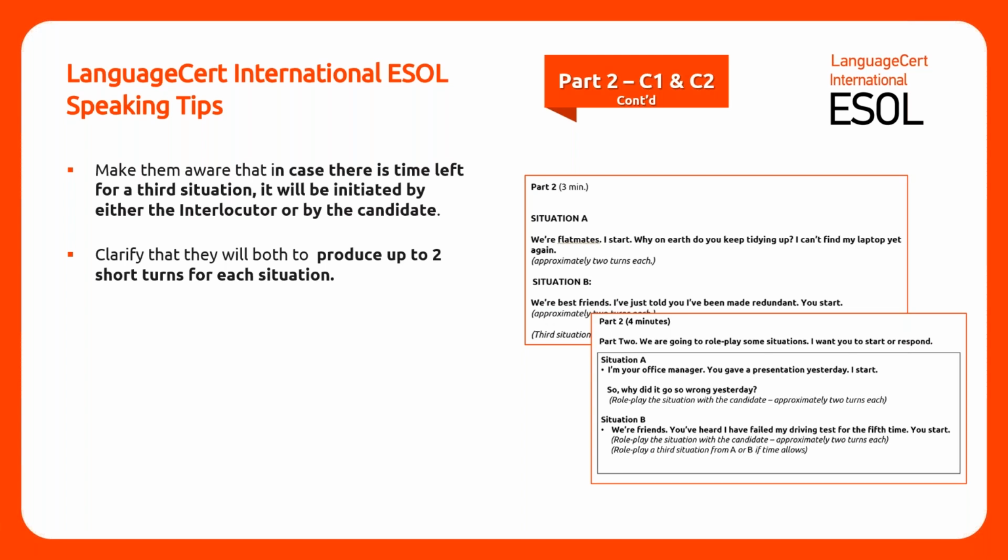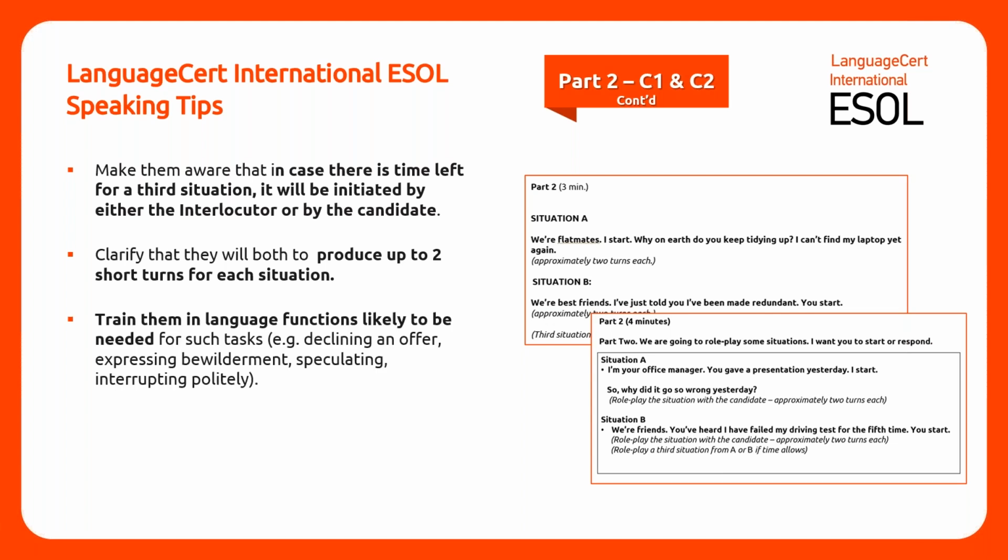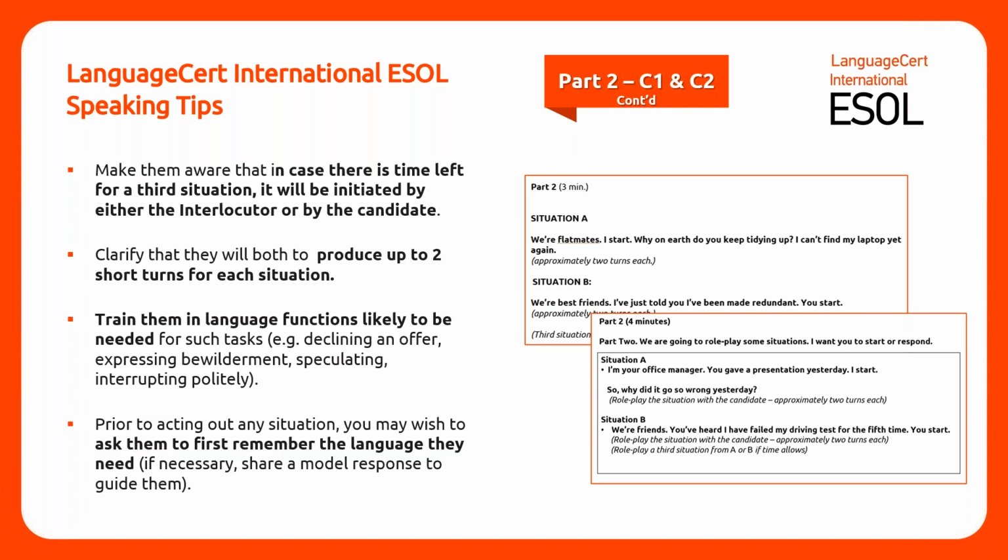Clarify that they will both be required to produce up to 2 short turns for each situation. Train them in language functions likely to be needed for such tasks. For example, declining an offer, expressing bewilderment, speculating, interrupting politely. Prior to acting out any situation, you may wish to ask them to first remember the language they need. If necessary, share a model response to guide them.